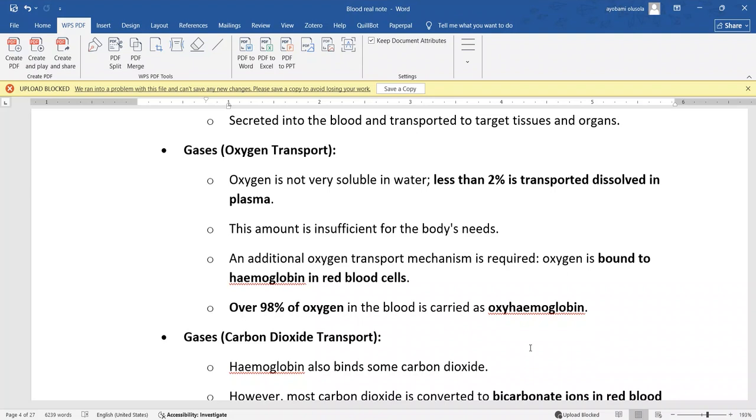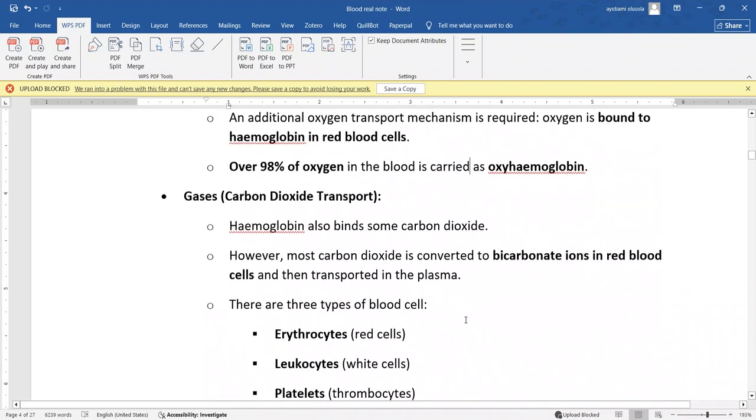So as a result of that, you need an additional oxygen transport mechanism, and this additional mechanism is hemoglobin. Hemoglobin in your blood helps you to transport oxygen. So oxygen is carried in the blood in association with hemoglobin. Oxygen binds to hemoglobin molecules in your blood and forms oxyhemoglobin. It is this oxyhemoglobin that goes to all your body tissues. The body cells take up the oxygen and free up the hemoglobin.